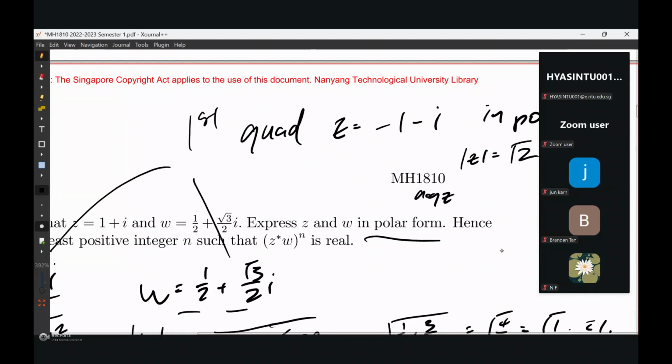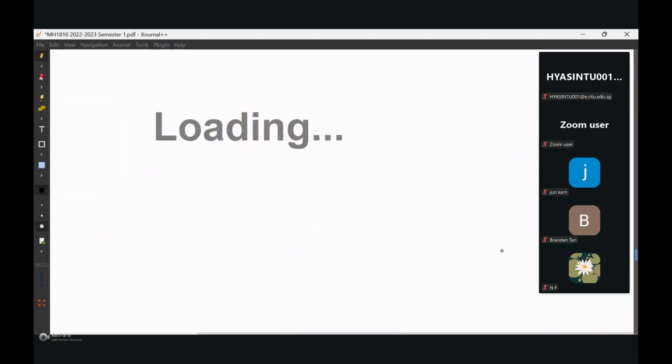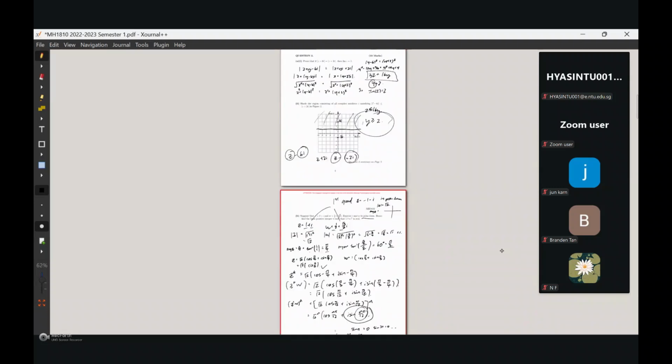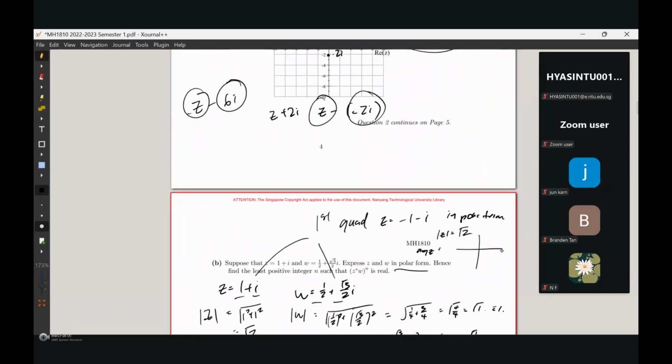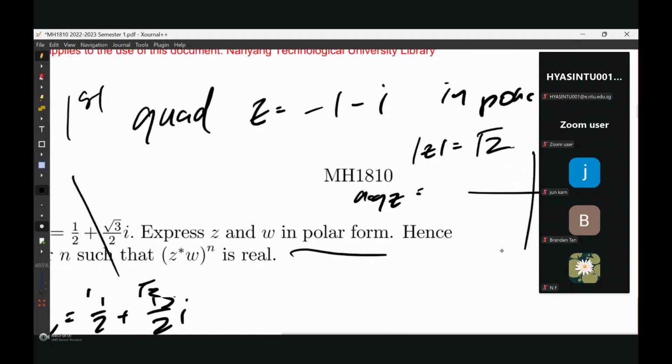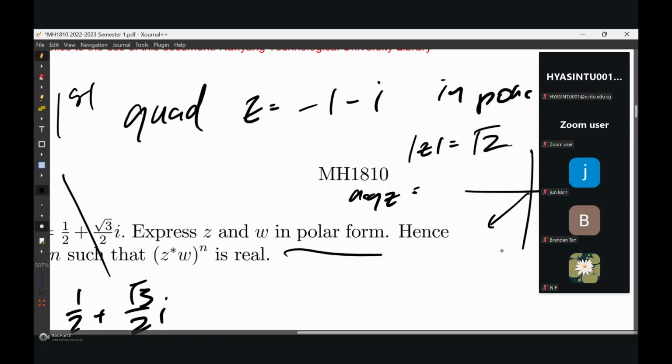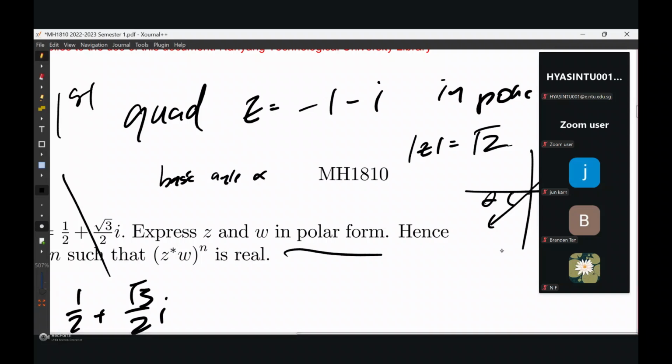But for the argument of z, this time because we are in the third quadrant here, somewhere here, your argument will be this angle here. Okay, so to find this angle, just now we found the basic angle, or the reference angle alpha, which is here. This is my alpha here. So this is pi over 4.